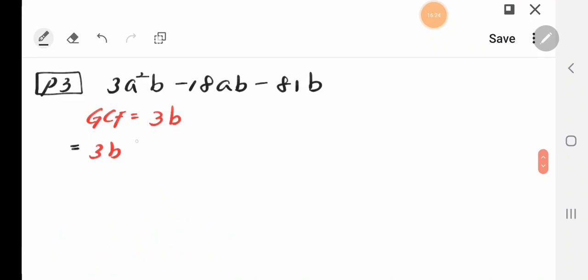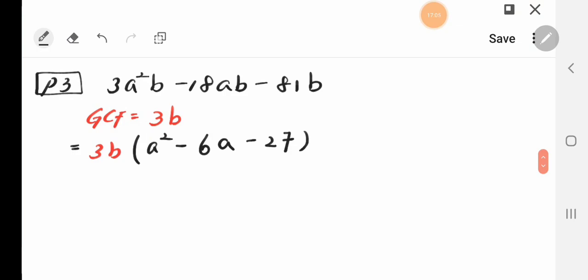Then the trinomial is 3B times, put parentheses. 3B went out. The first term will be A squared. Minus, 3 times 6 is 18, so 18 is 3 times 6, and B went out, so A is the leftover. The minus 81 is 3 times what? 27, right? 27. And B went out. So from this, we have a trinomial, A squared minus 6A minus 27.